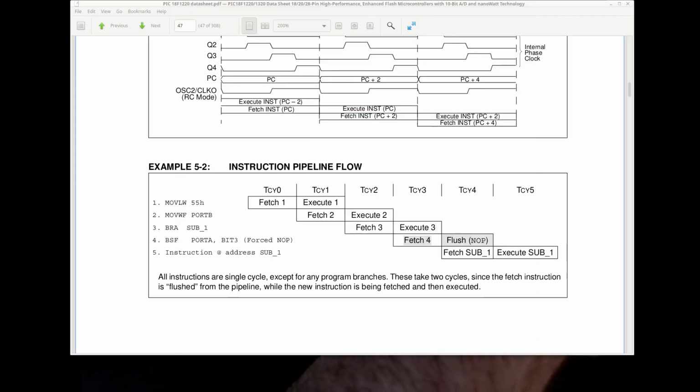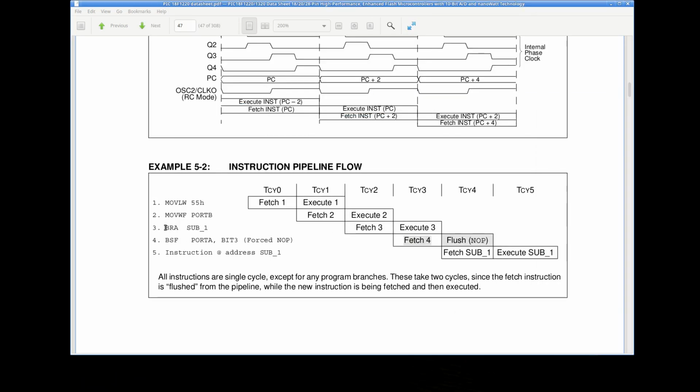Because if this is a conditional branch, say this is a branch if 0, so we're figuring out should we branch, and we're fetching instruction 4. If it turns out we should not branch, we've already fetched the correct instruction here, we can execute it right here. So there's no stall.